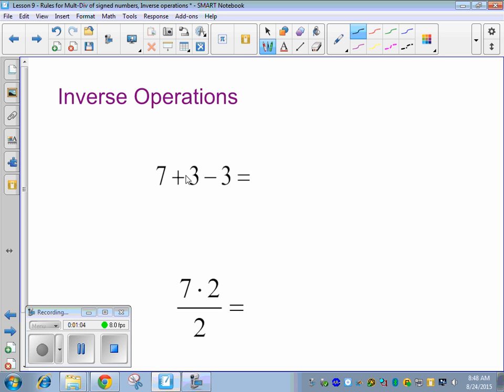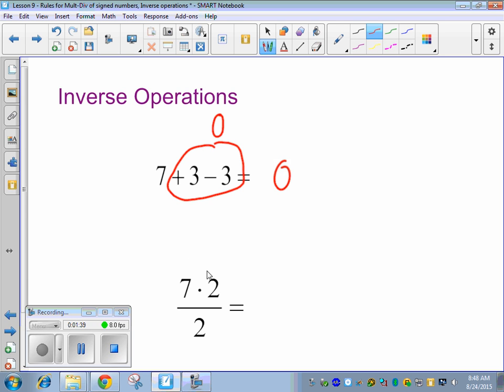Inverse operations. So basically, addition and subtraction are opposites, right? And multiplication and division are opposites. So what we want to notice here is we have a plus 3 and a minus 3. What happens when we do plus 3 minus 3? What do we get? It sort of cancels out, right? Because 3 minus 3 gives us a 0. So 7 plus 3 minus 3 equals 0.